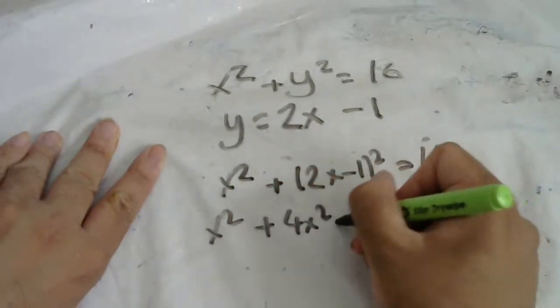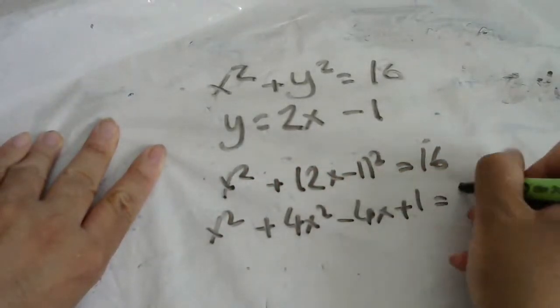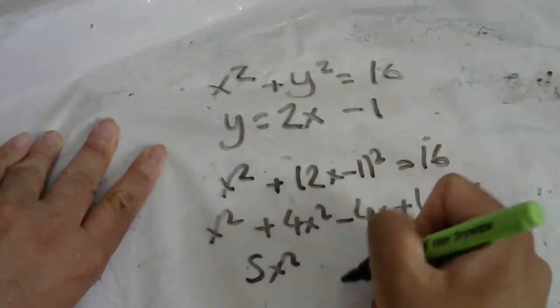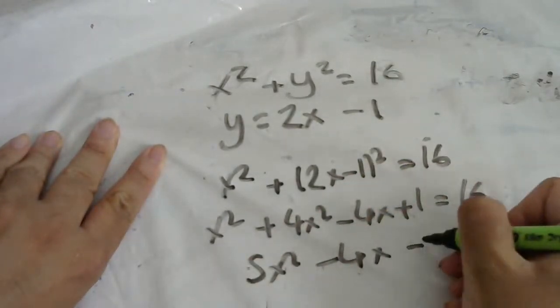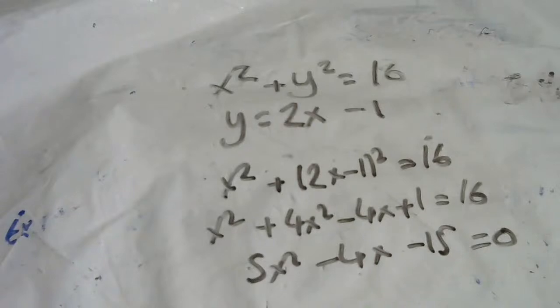4x squared minus 4x plus 1 equals 16. So 5x squared minus 4x minus 15 equals 0. That's the equation you're solving. Let me just check that's right. 4x squared, negative 4x. Yep. All right, fine. So the exact answer is as follows.